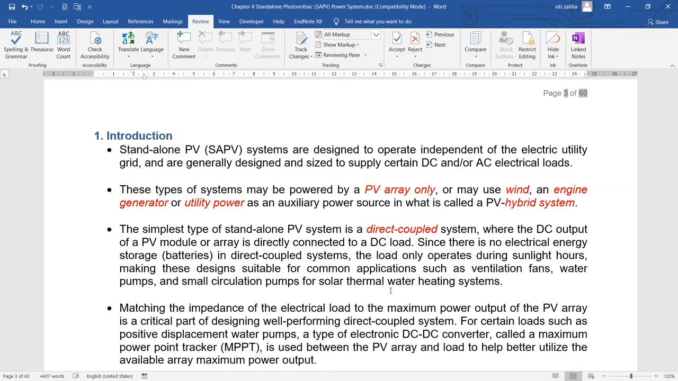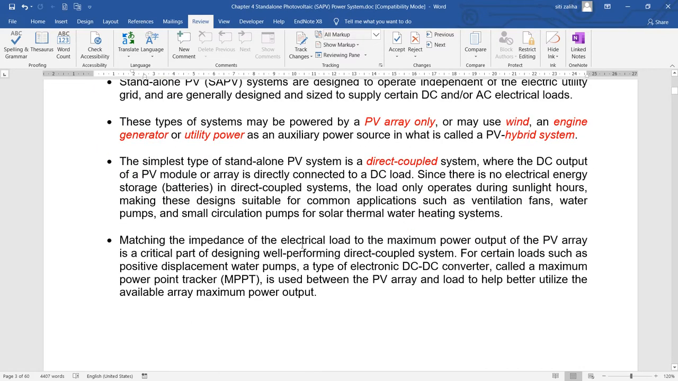This makes the design suitable for common applications such as ventilation, water pumps and small circulation pumps for solar thermal water heating systems. It is very important to match the impedance of the electrical load to the maximum power output of the PV array. It is a critical part of designing a well-performing direct coupled system, where we start the design from the load and then match it with the supply.